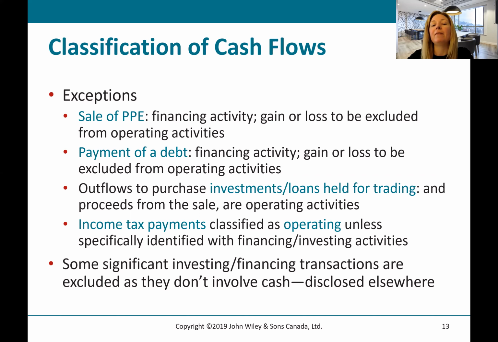Some significant investing or financing transactions are excluded if they don't include cash. So if you're told in an example that the company bought equipment with shares, that's a non-cash transaction. They're swapping two different things. They're not exchanging cash. So that wouldn't go through a cash flow statement, but we would need to disclose that in a supplemental section of non-cash items.